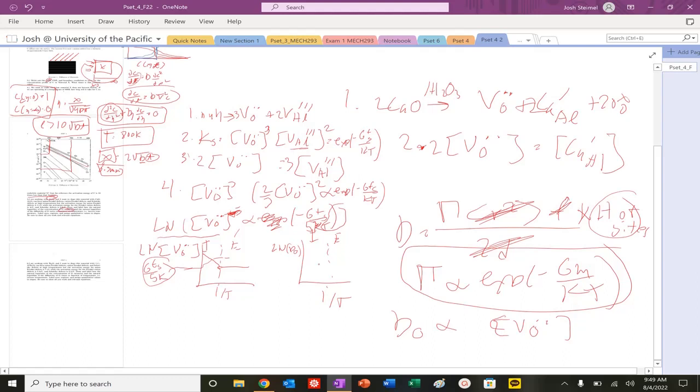So if I'm looking at the intrinsic regime, I already have a relationship that scales with temperature here, and I'm multiplying by this, so my slope here will be minus G formation of Schottky over 2k, minus G migration over k. And in the extrinsic regime, this obviously isn't dependent on temperature, but we will have some slope, because that is going to be minus Gm over k.